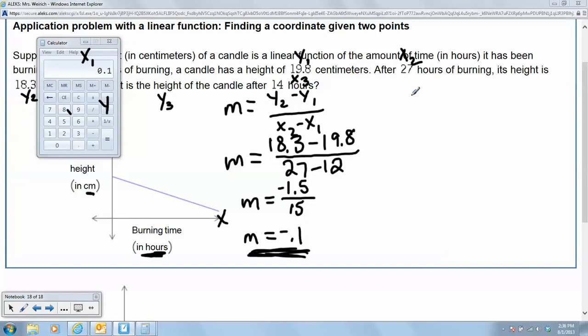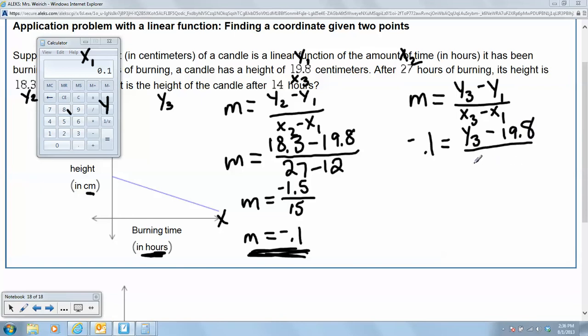That's just an m. So now we're going to come back up here and we're going to say that m equals, instead of y2 minus y1, I'm going to use either y2 and x2 or y1 and x1. It's a little bit easier if you use y1 and x1, so I'm going to make this y3 minus y1 over x3 minus x1. So I left the x2 out. You could have left the x1 out, but it's going to be a little bit easier to leave the x2 out. So then I'm going to plug in everything I know. I found the m was negative 0.1. I don't know the y3, so I'm going to leave that alone. Y1 is the 19.8, so it's the same as the last problem that we just did. X3 is 14 minus 12. Okay, so I've got negative 0.1 equals y3 minus 19.8 over 2.